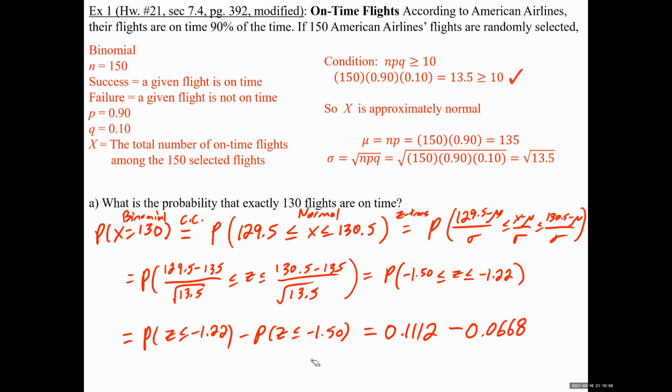Okay, so you subtract those. And I'm getting 0.0444. Again, that's not the exact answer, that's an approximation. And that's how you do that. Okay, guys, so that's the end of this section.